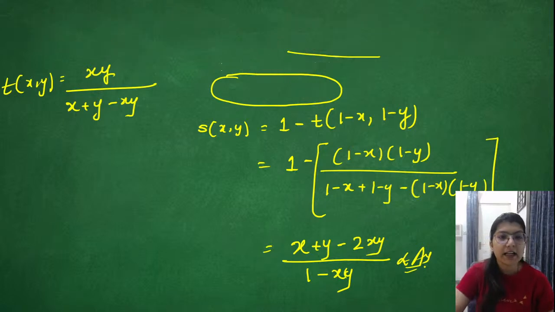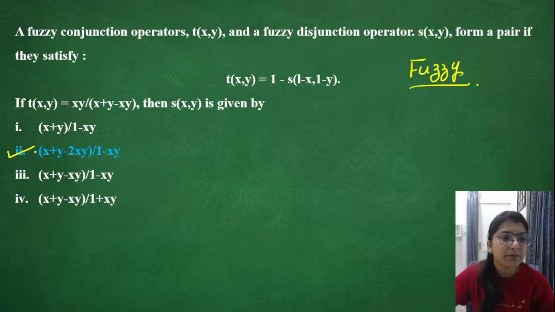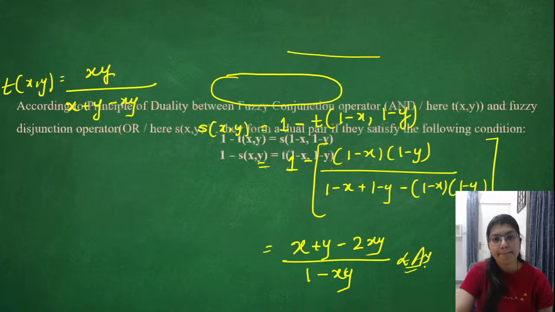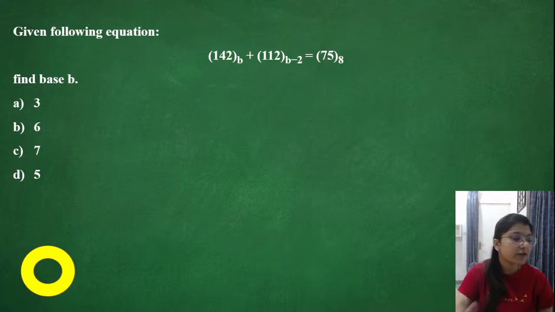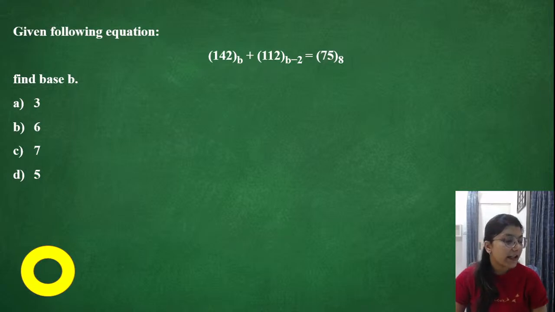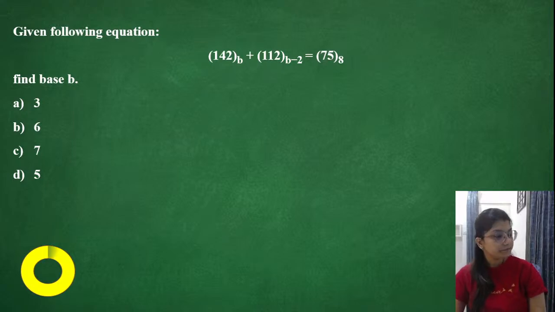Okay, so the correct answer is option number 2, x plus y minus 2xy whole upon 1 minus xy. Okay, now the next question is: given the following equation, 142 base b plus 112 base b minus 2 equal to 75 base 8, you have to find the value of b. नंबर सिस्टम का क्वेश्चन है, वेरी इजी.